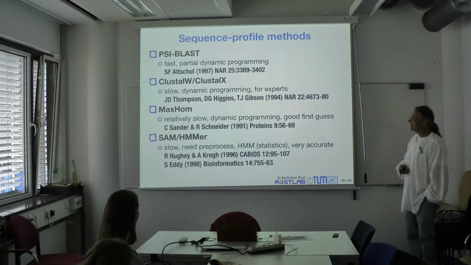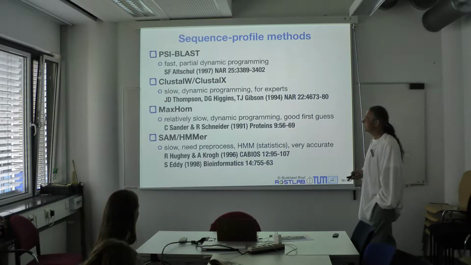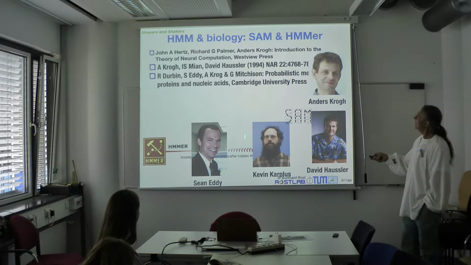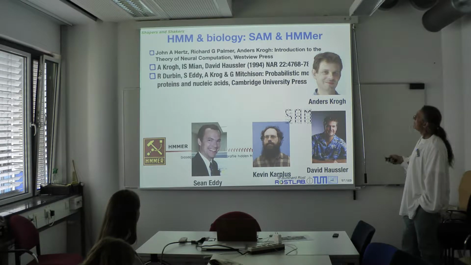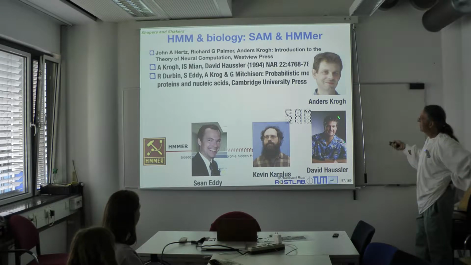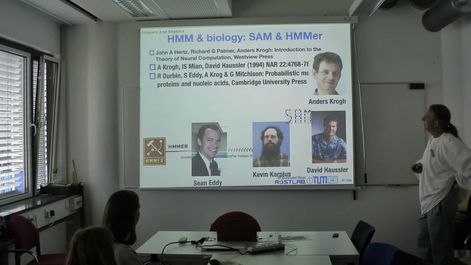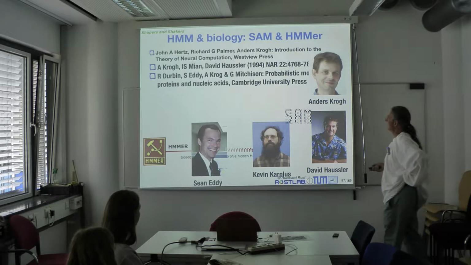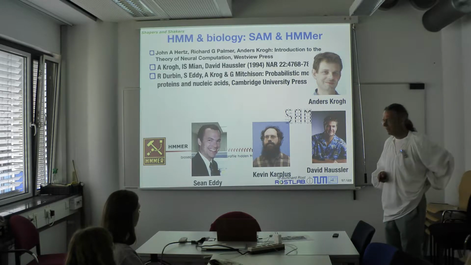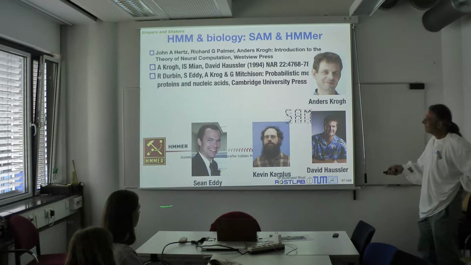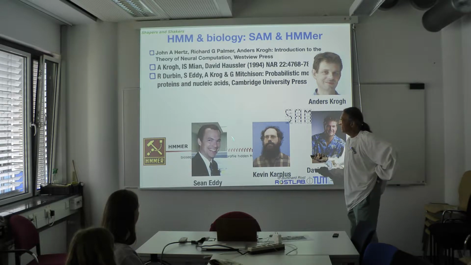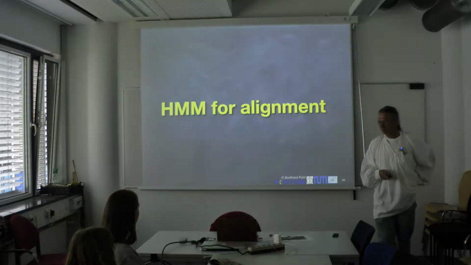The methods that are available there are two major methods, SAM and HMMER. HMMER goes back to Sean Eddy. SAM goes back to, in fact, something Anders Krogh introduced with David Haussler a while ago, and Kevin Karplus helped importantly to create SAM. So essentially there are two different families of hidden Markov-based models. HMMER is the one, now the latest implementation is JackHMMER, that is used to create Pfam.